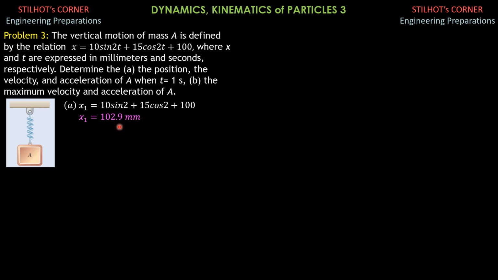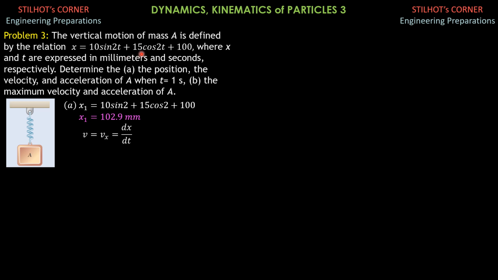The next would be the velocity. Velocity is the derivative of x with respect to time. So v equals v sub x also, equals dx dt. And the derivative of x position with respect to time is 10, a constant, times the derivative of sine, which is cosine of 2t, times the derivative of 2t with respect to t, which is 2. So 10 times cosine 2t times 2. So that makes it 20 cosine 2t.